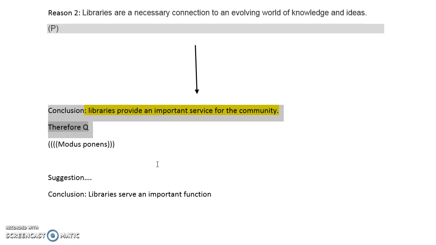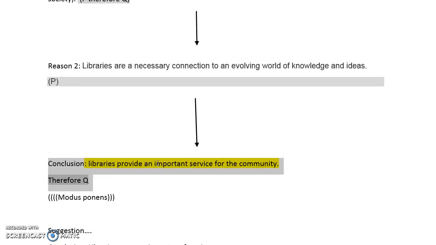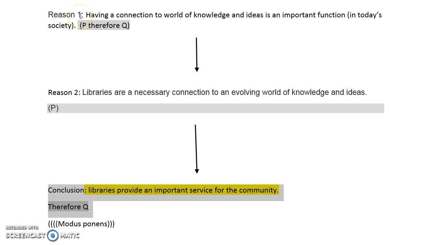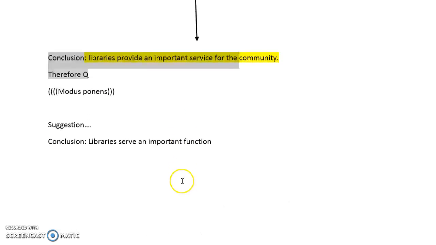But you can do other things with evaluating other class members' arguments. For instance, you might have a reason to believe that any one of these reasons is incorrect or wrong, or you have some pretty convincing counter arguments or counter examples. Say, for instance, that having a connection to world of knowledge and ideas is not really an important function. So in your evaluation, you could possibly evaluate any one of these reasons, because if one of the reasons is not true, then the conclusion may have some difficulties.